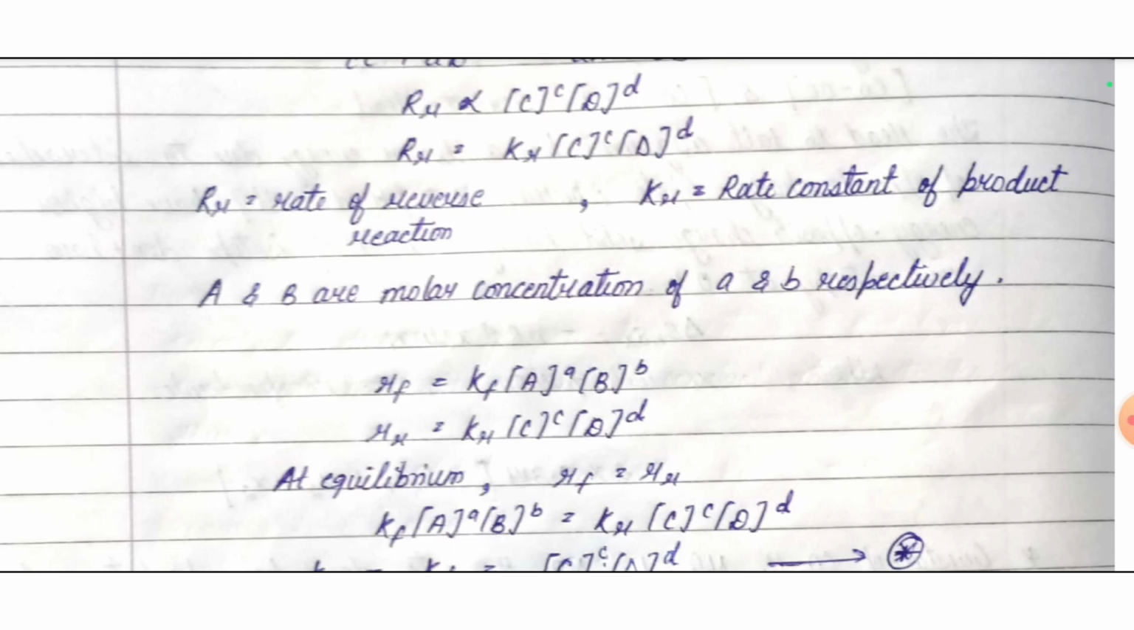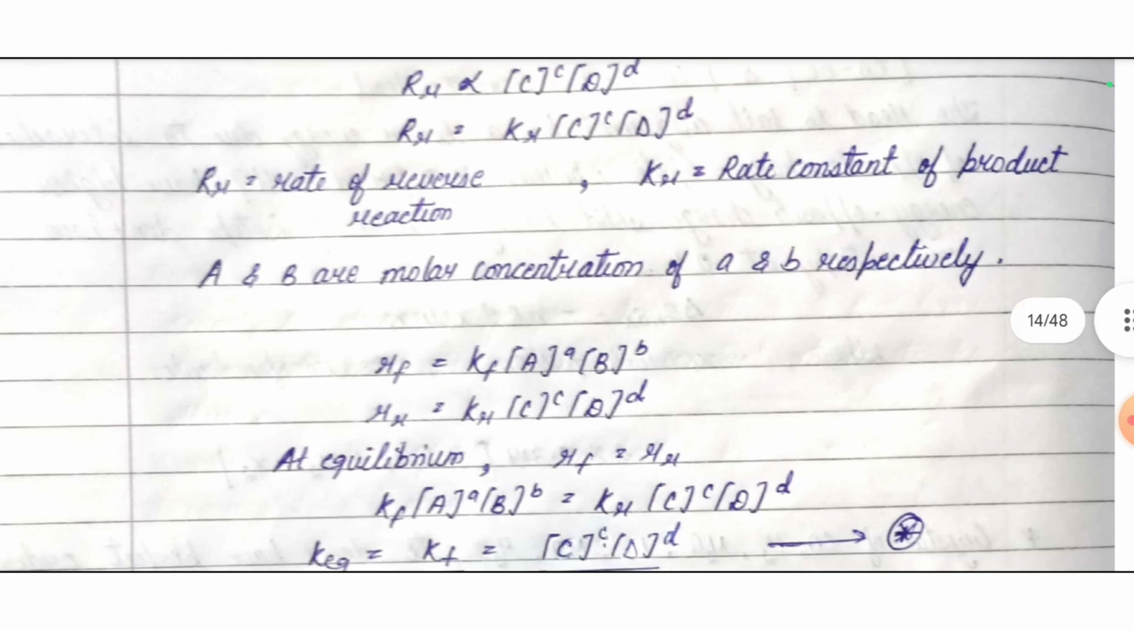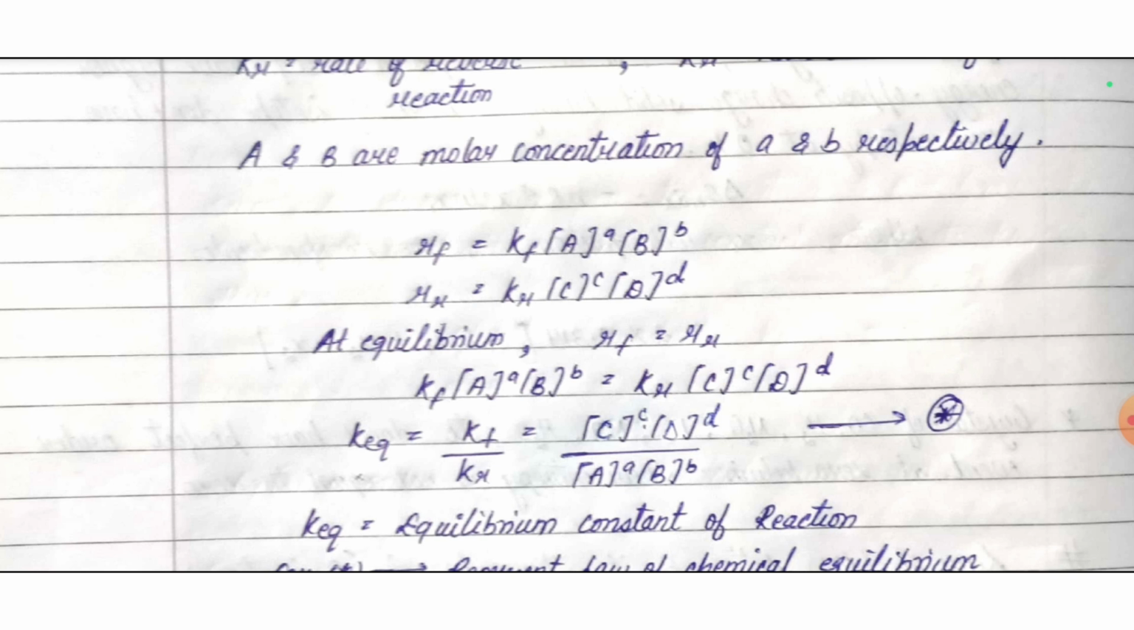So Rf is equal to Kf times concentration of A raised to the power a and concentration of B raised to the power b. And Rr is equal to Kr times concentration of C raised to the power c and concentration of D raised to the power d. At equilibrium, Rf is equal to Rr. So Kf times concentration of A raised to the power a times concentration of B raised to the power b is equal to Kr times concentration of C raised to the power c concentration of D raised to the power d.